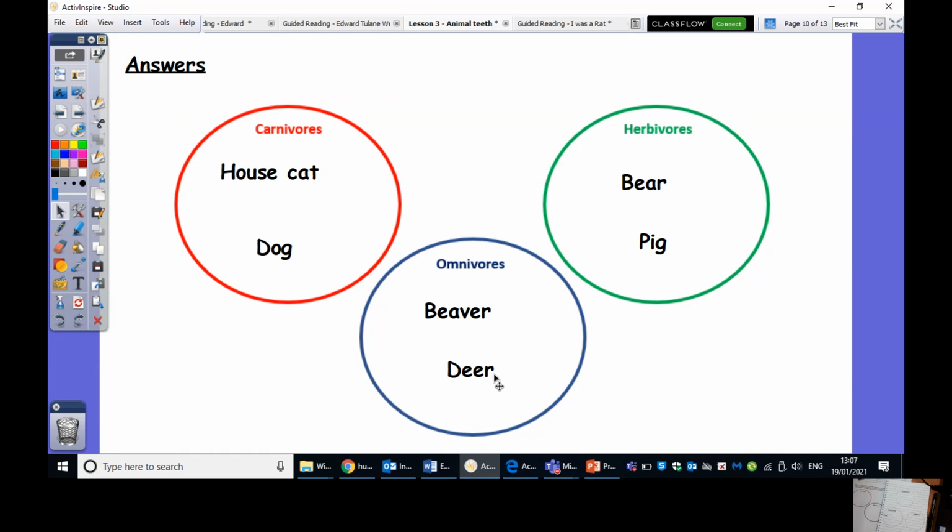Omnivores, beaver and deer. And herbivores, oh, I'm sorry, that should definitely not be there. Bear is not a herbivore. That should be moved over here. I put bear and beaver in the wrong place, my apologies.